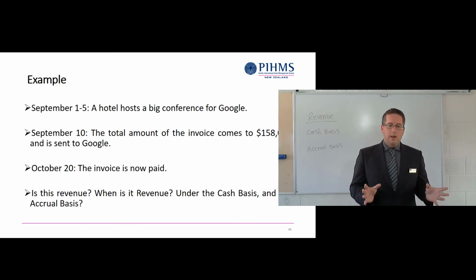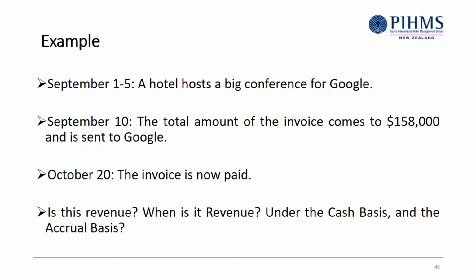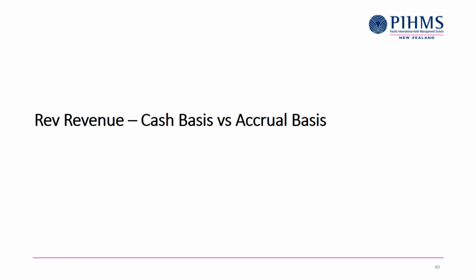We don't worry about when the cash has come in. We just say, that's when we earned it. Yep, that's when they're obliged to pay. That's when we should record it. And so the statistics for September would be accurate. Okay, so that's a bit of the difference between the cash basis and the accrual basis.